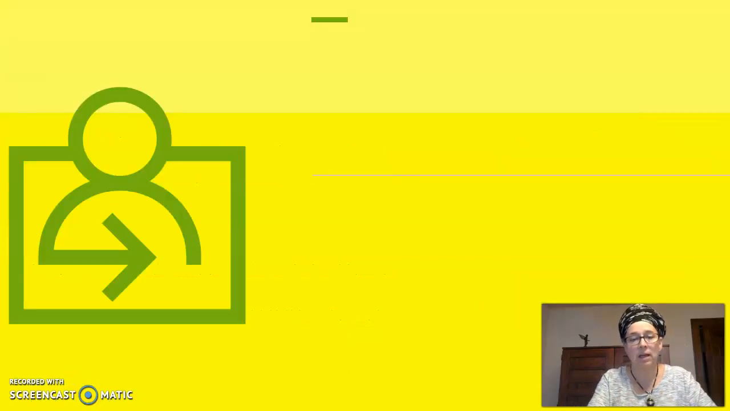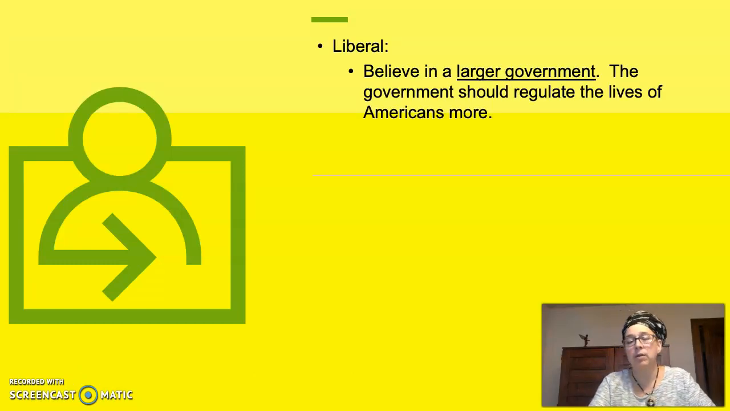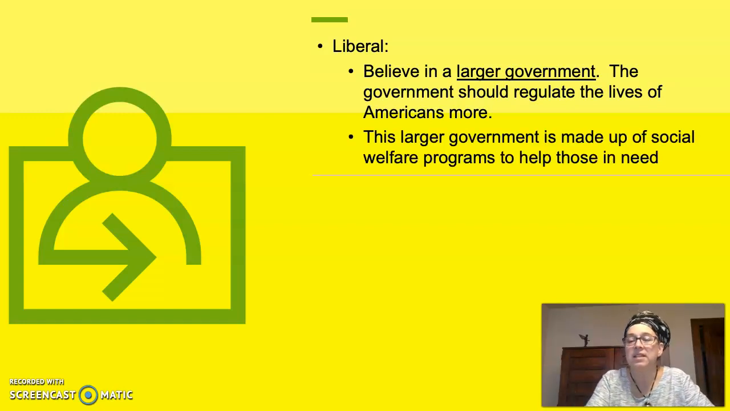Okay? Now, on the other perspective, there are liberals. Liberals believe in a larger government. They believe the government should regulate the lives of Americans more. I think that they believe that the government should be responsible for the collective health and benefit of our society, not just for some. This larger government is made up of social welfare programs to help those in need.